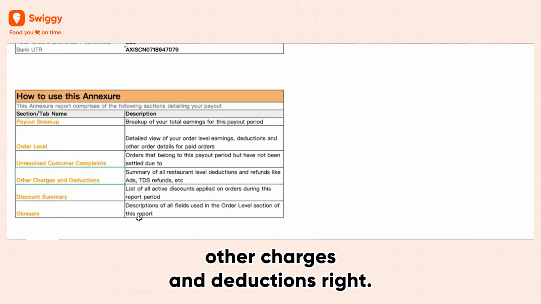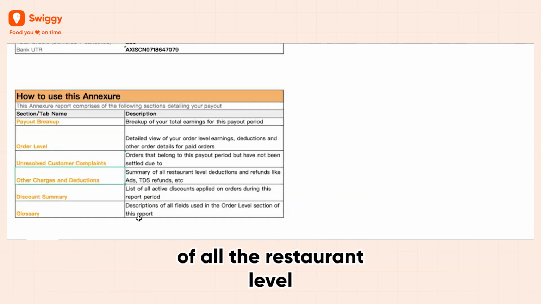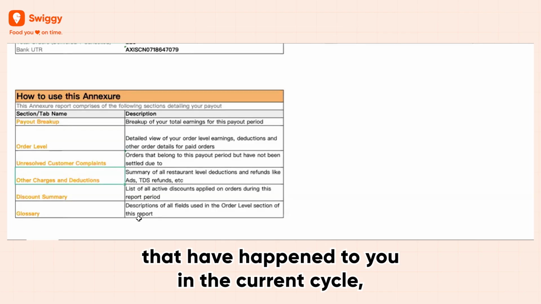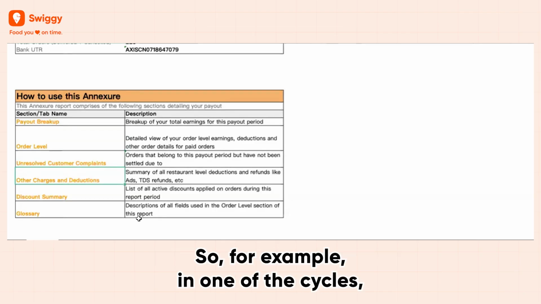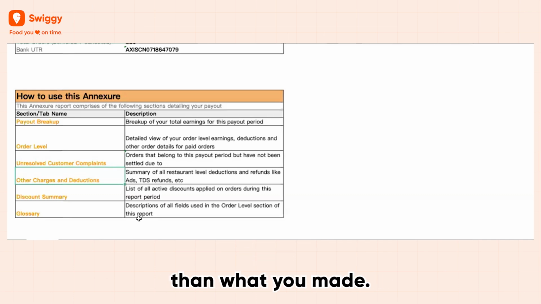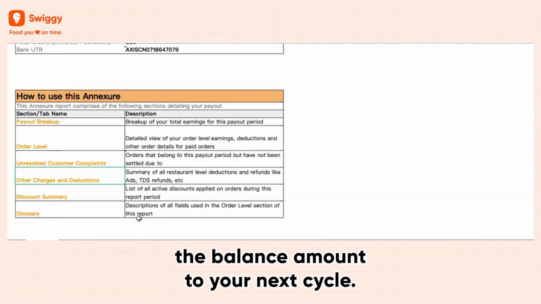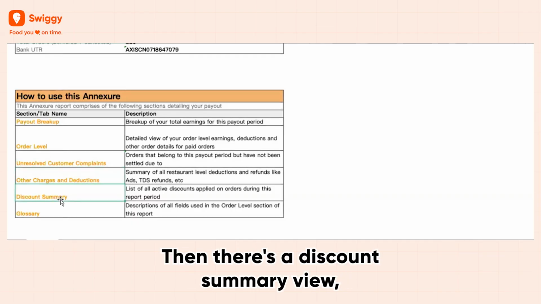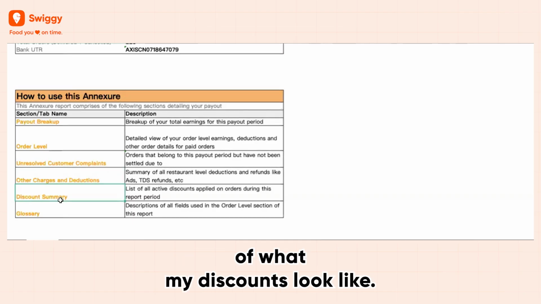Then there's other charges and deductions. This gives you an understanding of all the restaurant level deductions that have happened to you in the current cycle, as well as the ones that have been carried forward from previous weeks. For example, in one of the cycles, your advertisement spend was slightly higher than what you made. In that case, we carry forward the balance amount to your next cycle. Then there's a discount summary view, which gives me a P&L understanding of what my discounts look like.